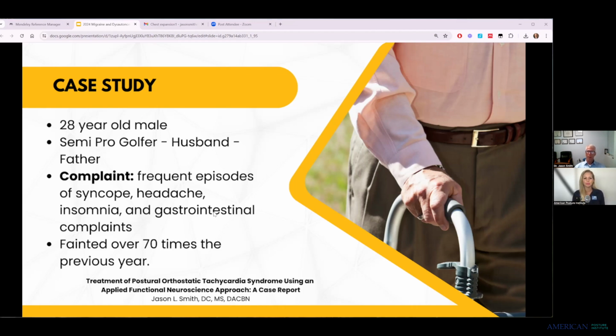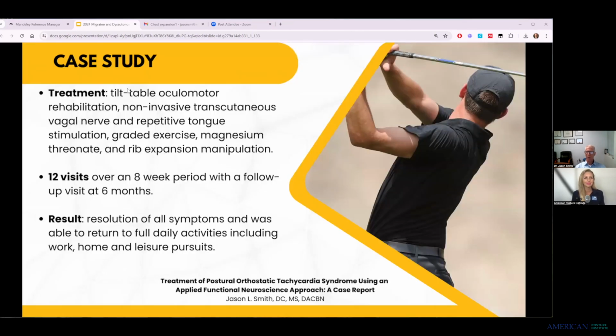So he also had insomnia, trouble sleeping, gastrointestinal complaints, and cloudy weather really affected his ability to function. So we treated him using everything I just talked about. We treated him using the tilt table oculomotor rehab. We did transcutaneous vagal nerve and tongue stimulations. We did graded physical exercise, supported him with magnesium, and did rib expansion manipulation. Just that seated lifting adjustment. And he had such significant relief.